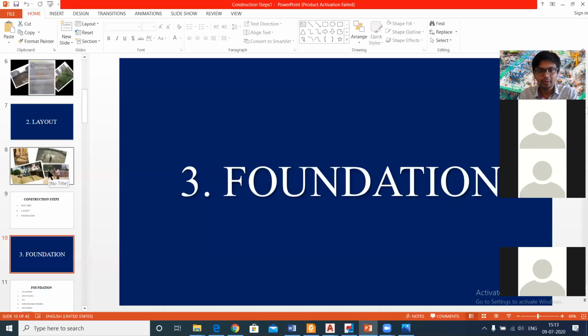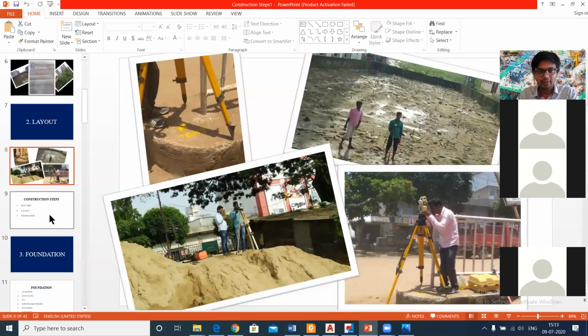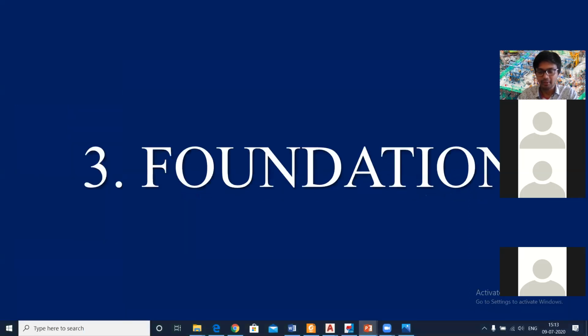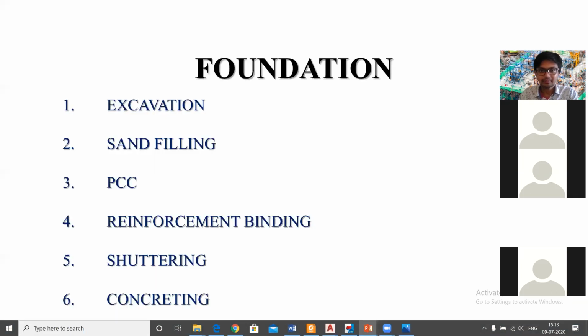Okay, so moving on to the foundation part. As we had told you, in this project of a P plus D plus 4 building, the foundation type was pile foundation. We had already shown you some of the drawings, and now we'll take you through the steps. The first step of the foundation work is excavation. Here, since this is a pile foundation, there will be drilling. But in the case of an isolated footing or normal footings, it will be excavation.